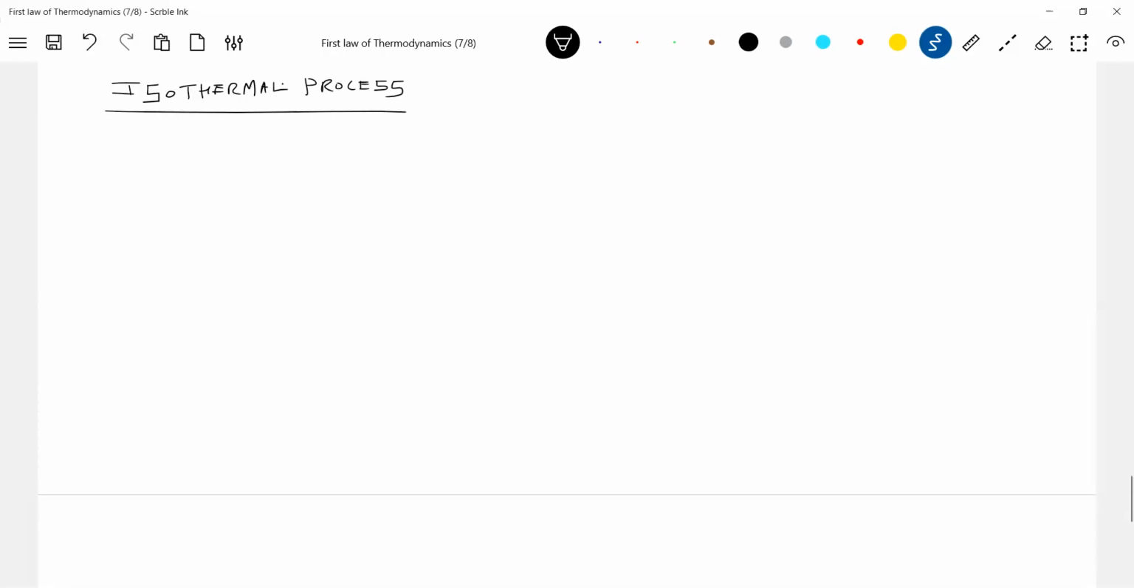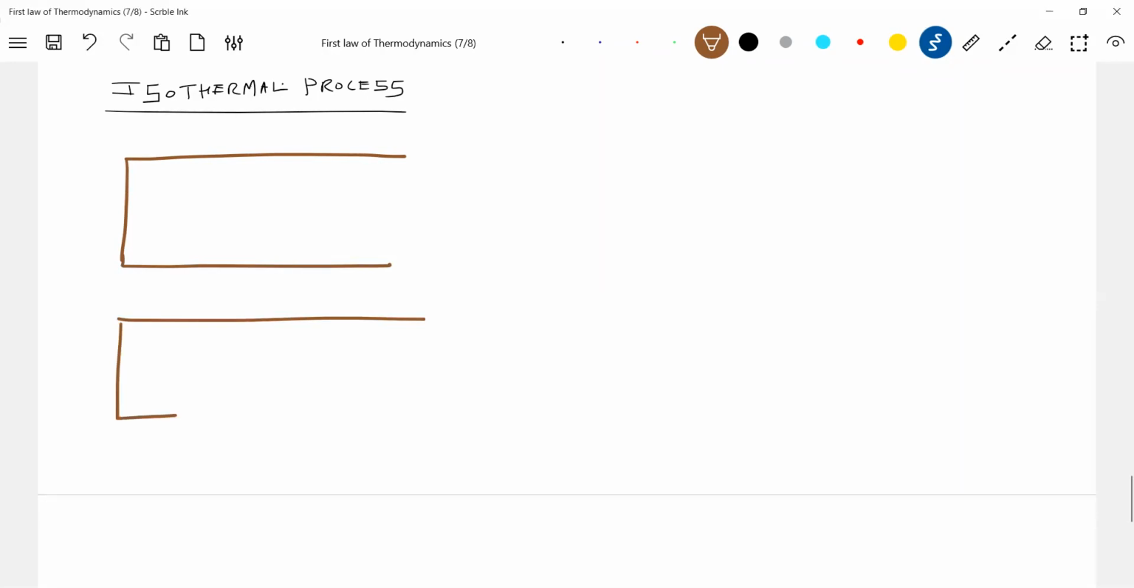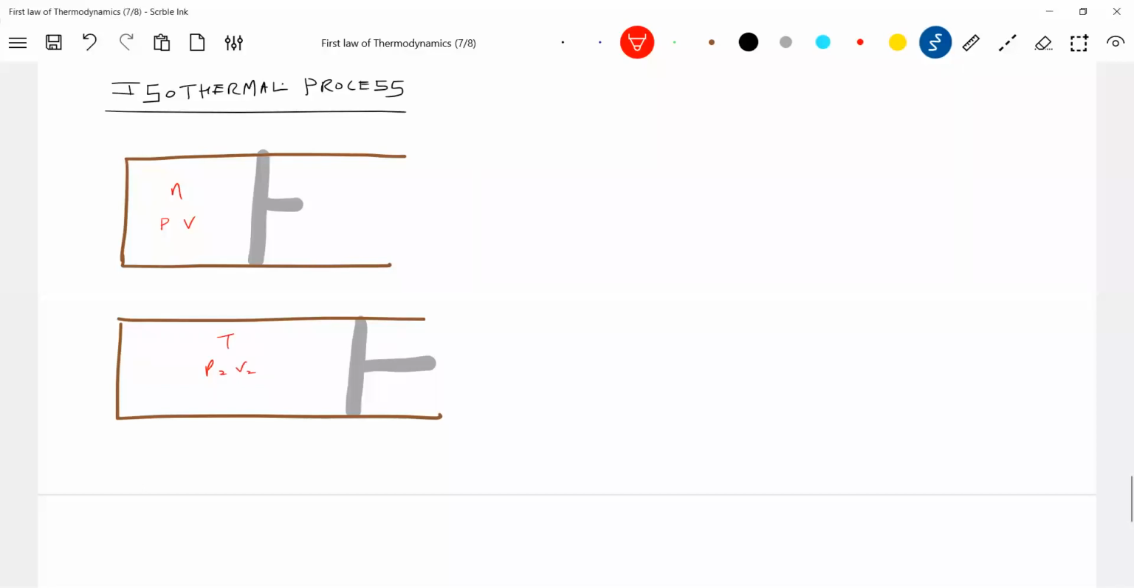What is an isothermal process here? So first, the background, again the background. There's a cylinder. We do have a piston. So it contains n moles of gas, with pressure and volume, here P2, V2, and temperature T.